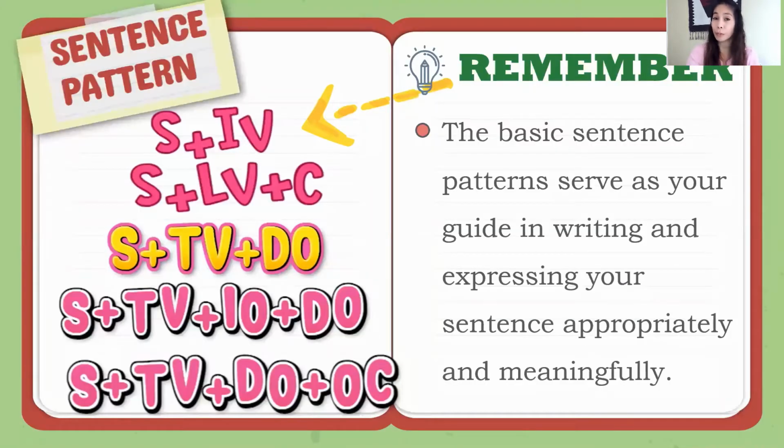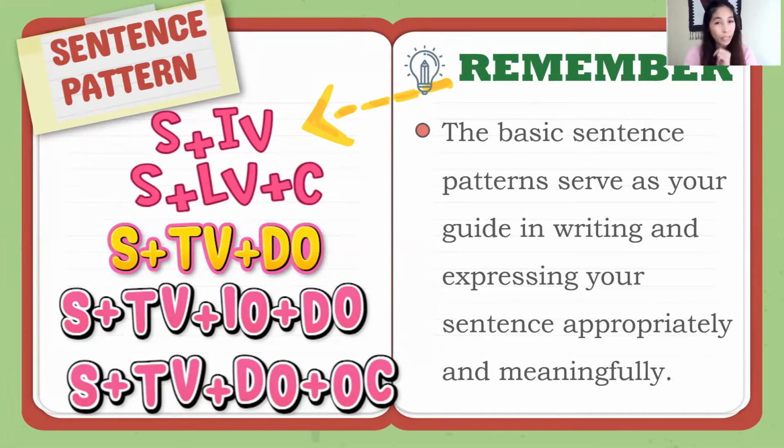So we will review what we have learned last time. The basic sentence patterns, there are five. Number one is the SIV. Number two, the SLVC. Number three, we have the STVDO, that I find you like constructing last week because you find it very easy. Number four, we have the STVIODO. And then number five, we have the STVDOOC.